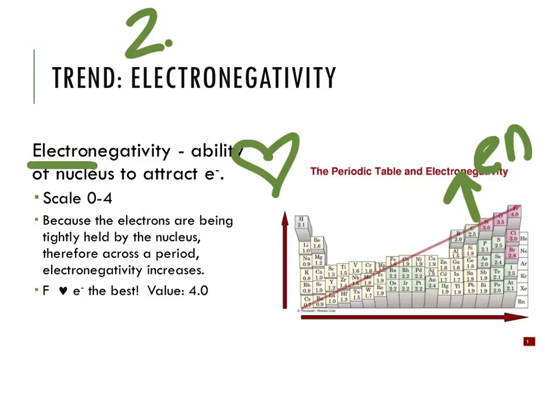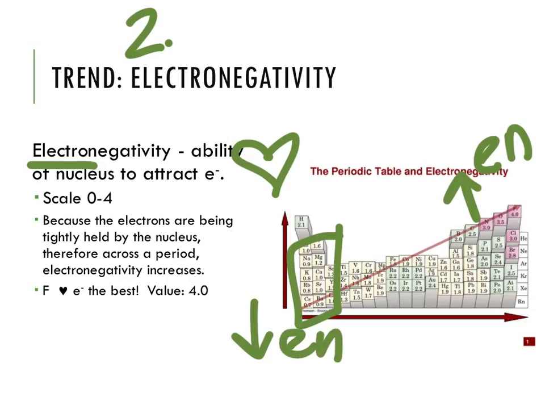Whereas at the other end of the table, the bottom left, and even the top left, with the exception of hydrogen, these atoms want to give up an electron to clear out their outer energy level to drop to the level below. So they don't really want any more electrons. So their electronegativity is going to be very low.